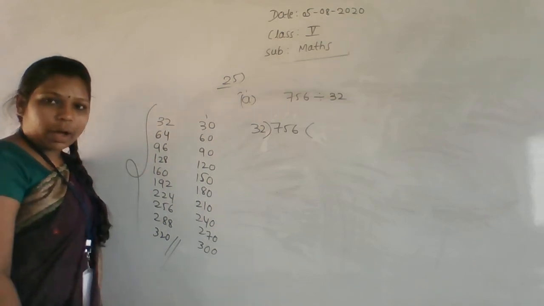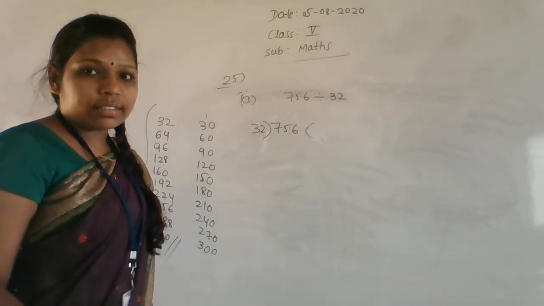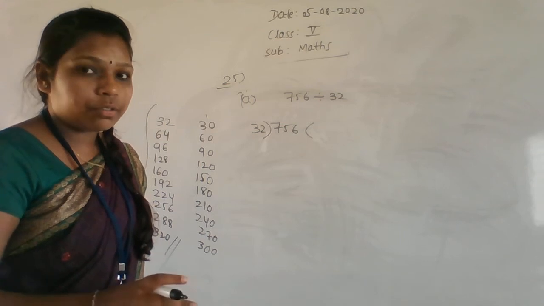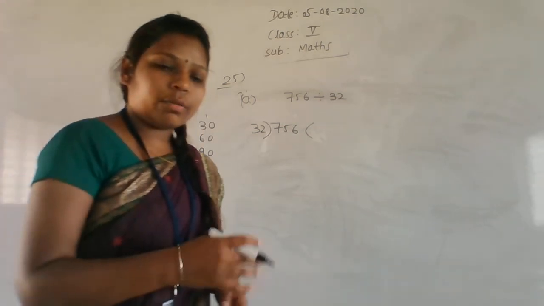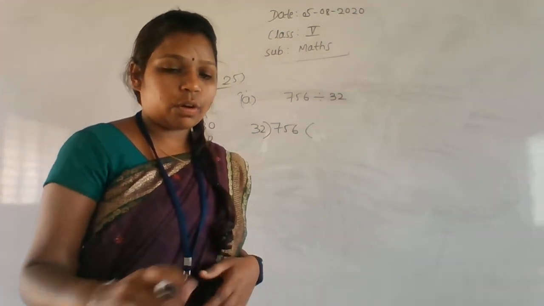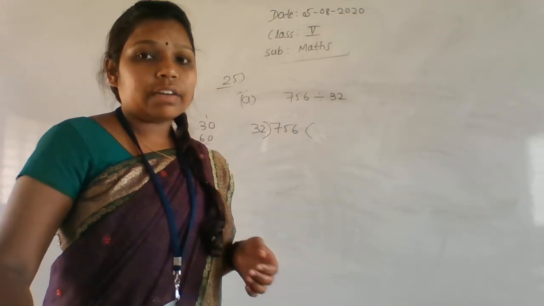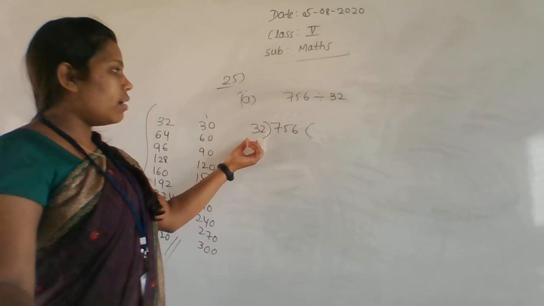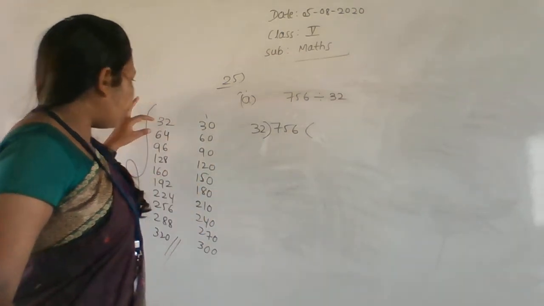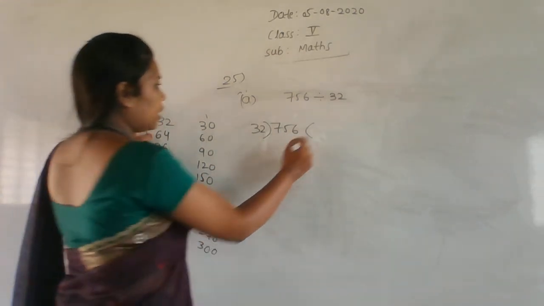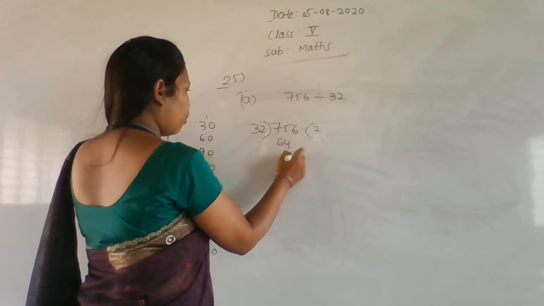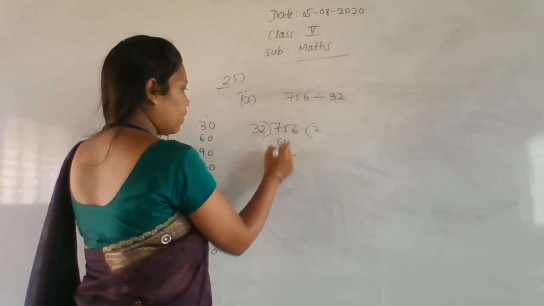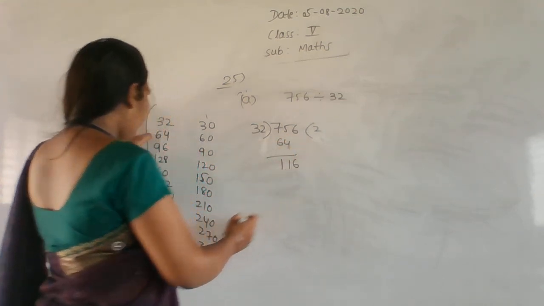Like this you have to do. I told you the skill of how to write the tables in 4th standard. Still, while solving the next problems, I'll give one more hint on how to write the tables. But here, which value do you take? 32 twos are 64. 5 minus 4 is 1, 7 minus 6 is 1, bring down 6, 116.